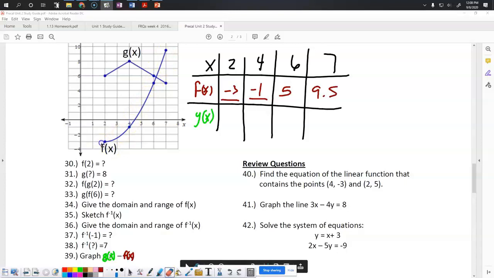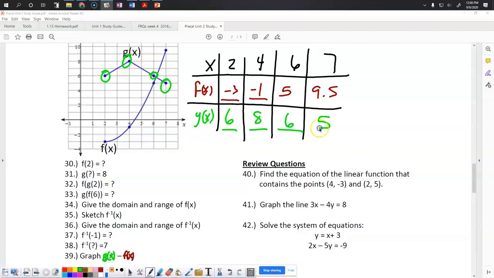We're going to repeat that now, but for the g function. When x equals 2, what's the g value? When x equals 2, the y on the g function is 6. When x equals 4, what's the y value? It's 8. When x equals 6, it's 6. And when x equals 7, it's 5. So there's your setup. That's how you set it up.